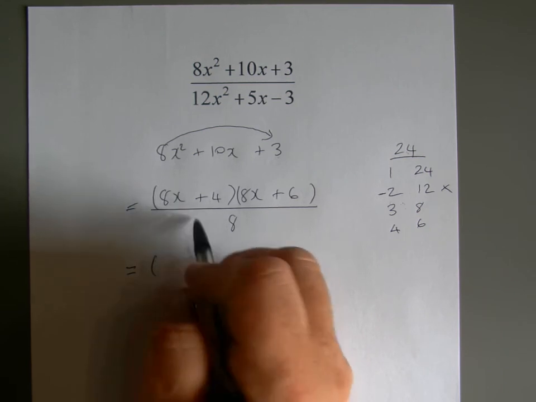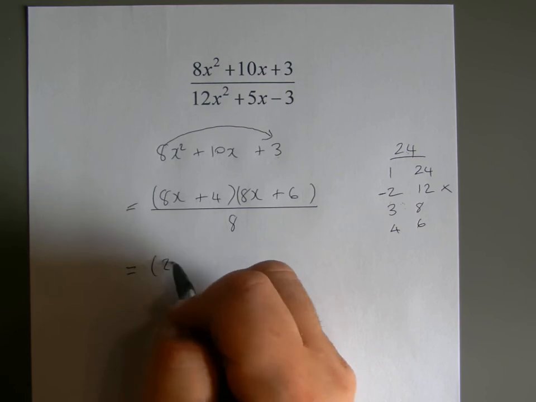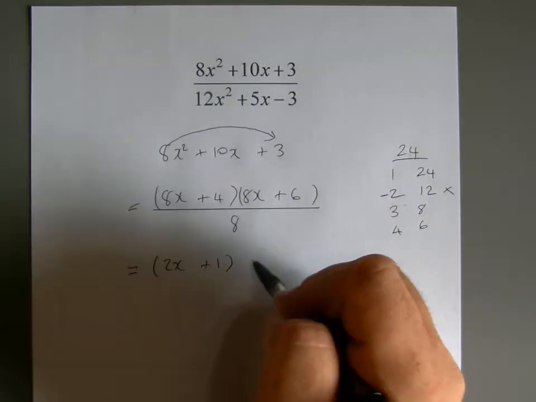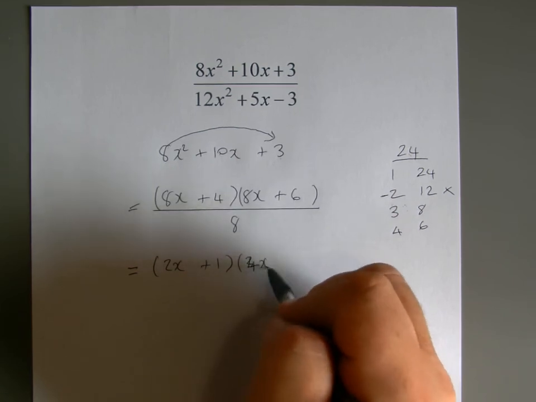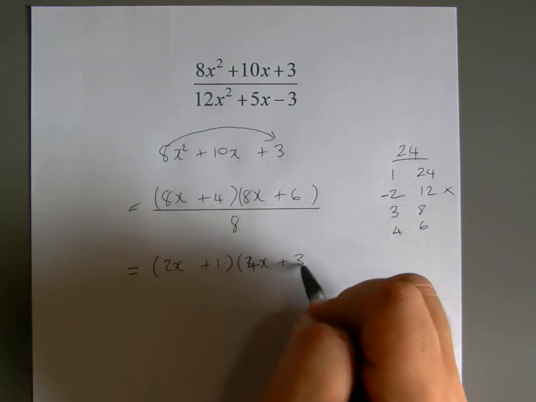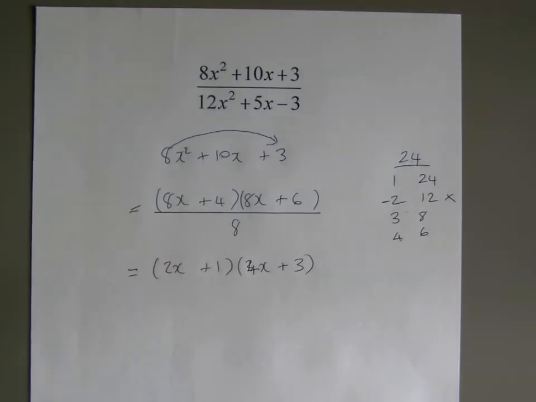So I'll divide this one by 4 then. I get 2x plus 1, and I'll divide that one by 2, so I get 4x there plus 3. So overall I've divided by 8, and we're sorted.